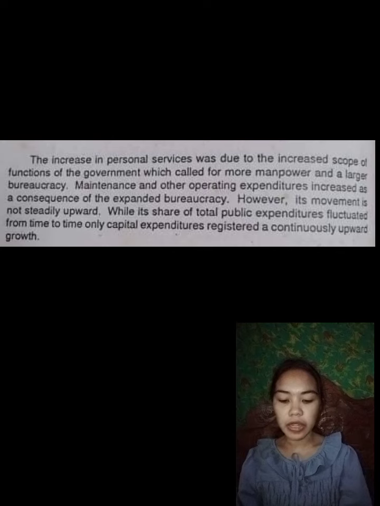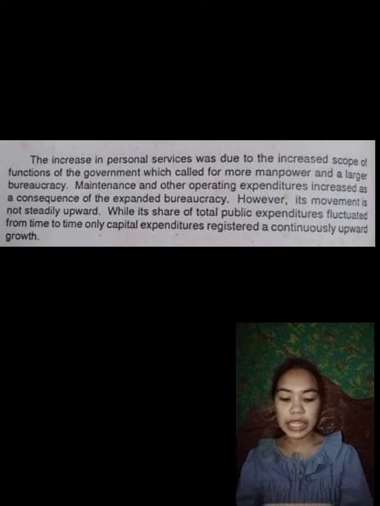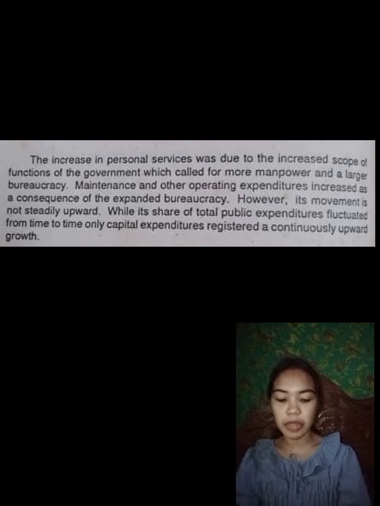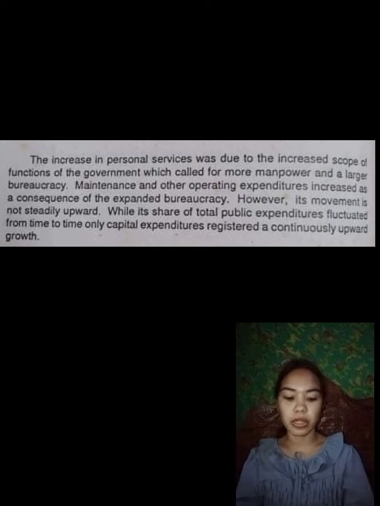The increase in personal services was due to the increased scope of functions of the government, which called for more manpower and a larger bureaucracy. Maintenance and other operating expenditures increased as a consequence of the expanded bureaucracy. However, its movement is not steadily upward, while its share of total public expenditures fluctuated from time to time, other capital expenditures registered a continuously upward growth.